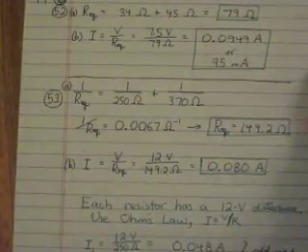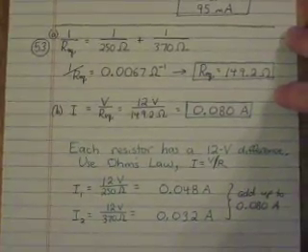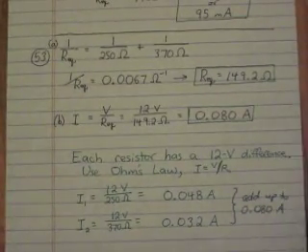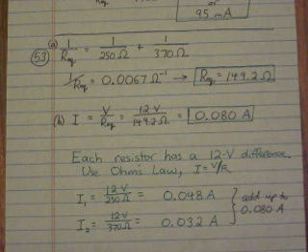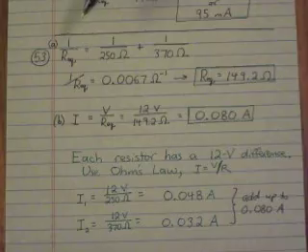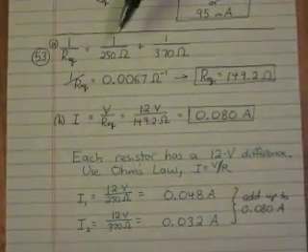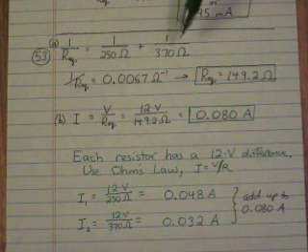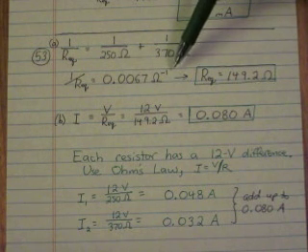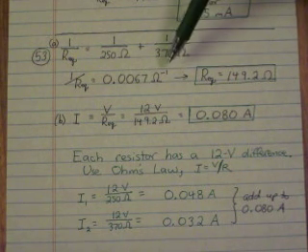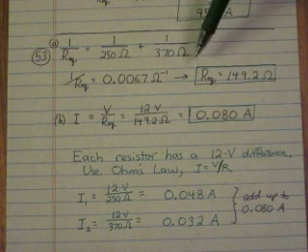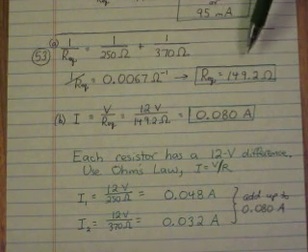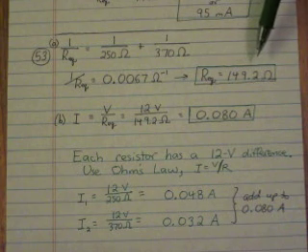Number 53 involves two resistors arranged in parallel, and for this you use the relationship that the reciprocal of equivalent resistance is the sum of the reciprocals of the resistances. So 1 over 250 plus 1 over 370. So we have 1 over the equivalent resistance is this small number, 0.0067. Take the reciprocal of that to get the equivalent resistance, and we get 149.2 ohms.